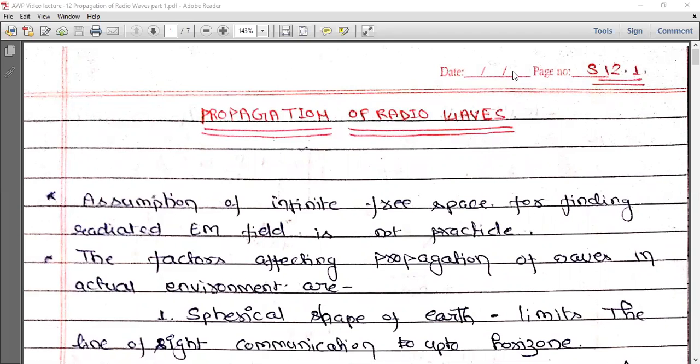Since our classroom sessions and this online video lecture series, we have studied various antenna configurations like linear antennas, slot antennas, reflector antennas, aperture antennas, and all. We have studied many special antennas like log periodic and Yagi-Uda antennas also. Today we are starting another very important portion of the subject Antenna and Wave Propagation, that is propagation of radio waves.